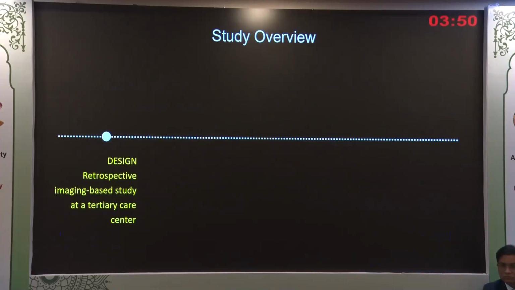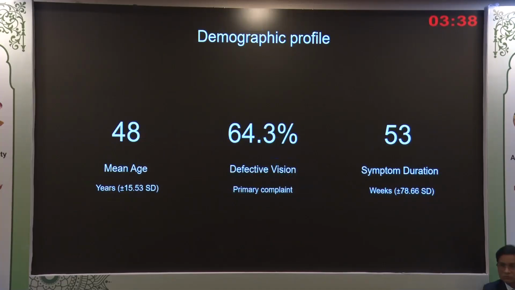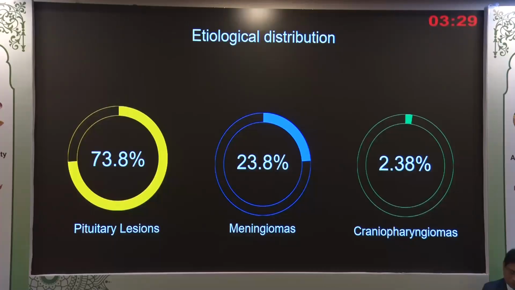This was a retrospective imaging-based study conducted at a tertiary eye care center over a 3-year period. We analyzed data from 84 patients. Our objective was to assess sector-wise correlation using OCT and visual field testing. The mean age was 48 years. Approximately 64% of patients presented with defective vision as the primary complaint. The mean symptom duration was 53 weeks. Pituitary lesions accounted for nearly 74% of the cases, meningiomas 24%, and craniopharyngiomas 2.38%.